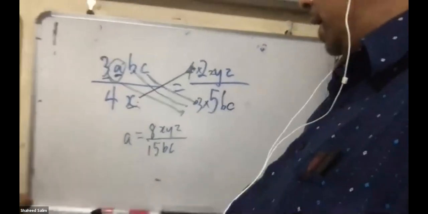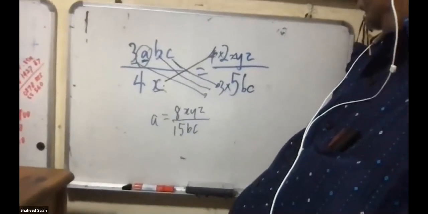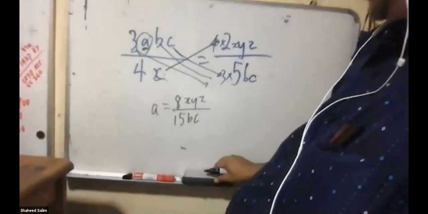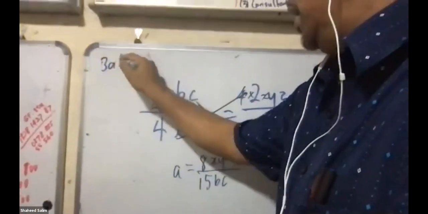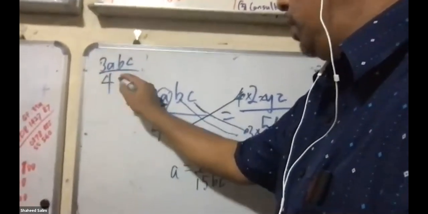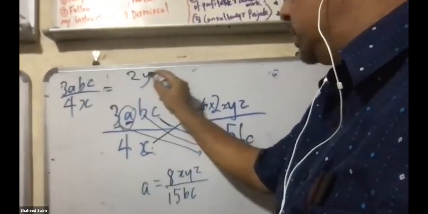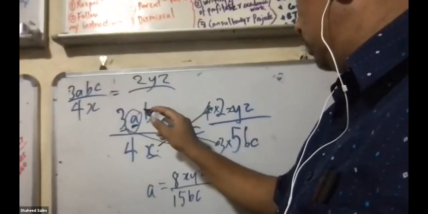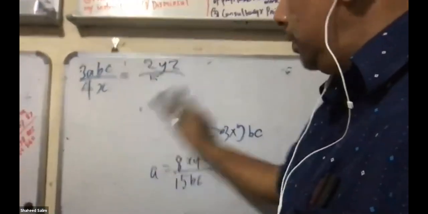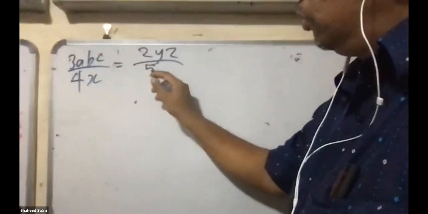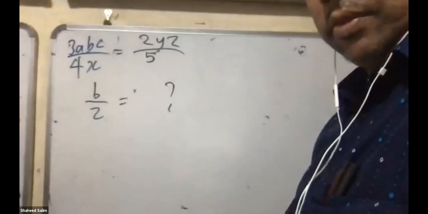But you see, let's say I want B over there and I want X over here. Let's see, we try another one. Let's say 3ABC, same thing, over 4X equals to 2YZ over 5B. And then you say I want the ending to be, let's say, B over Z equals to something. Very simple.